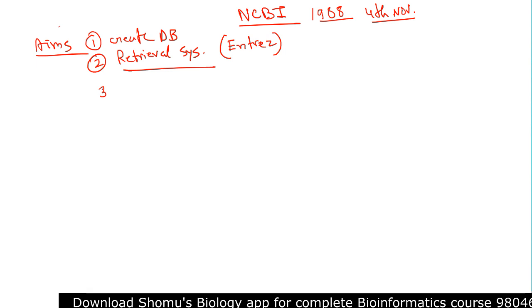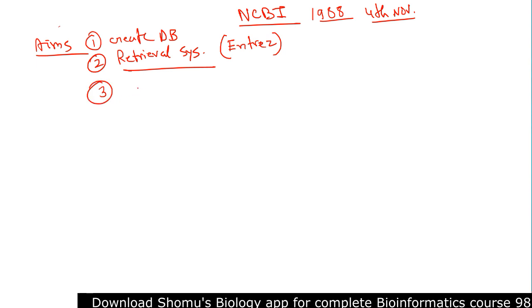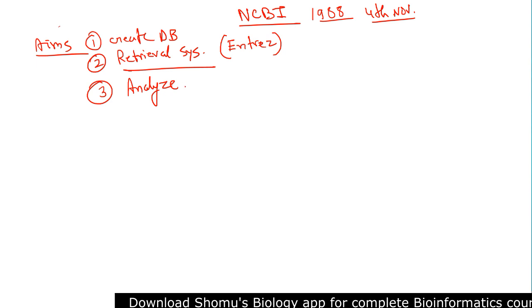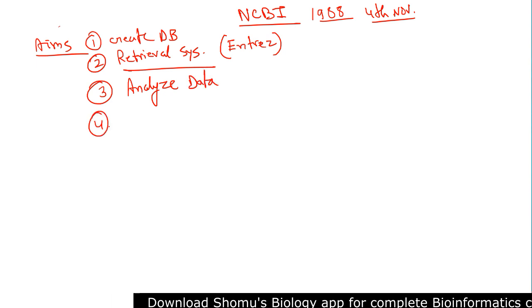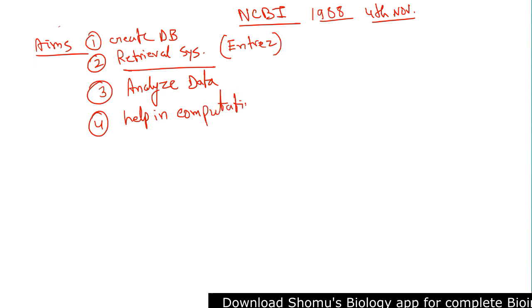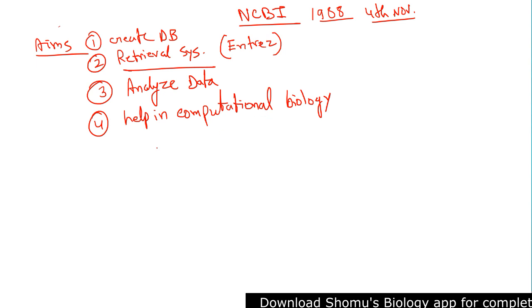And the third important aim is to develop software, tools and resources to analyze biological data sets, and also to help in training in computational biology, to promote database data deposition and data exchange, and the standards for database data deposition and exchange. All these are aims of the construction of NCBI.